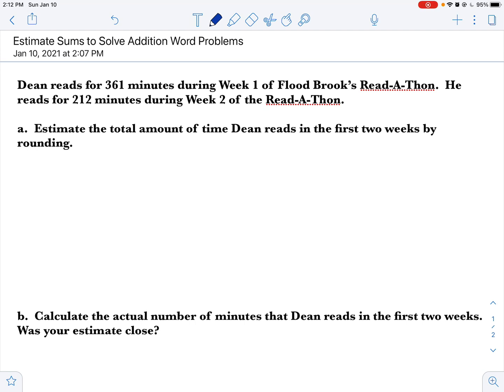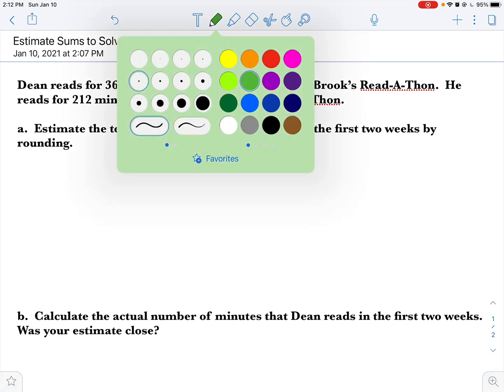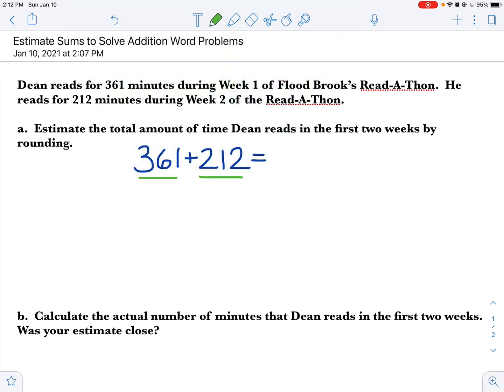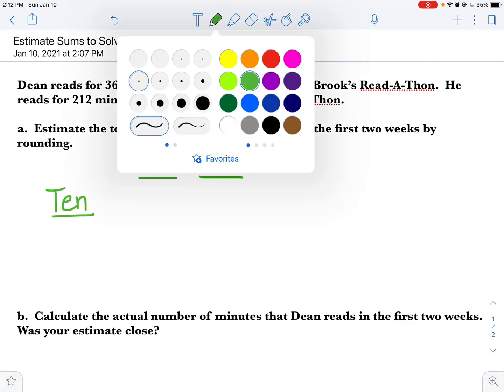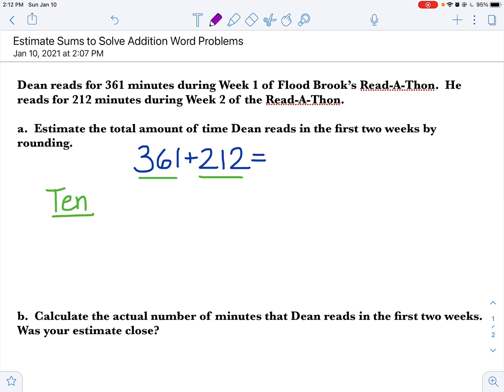We know that to find out how long Dean has read in both weeks, we're going to have to do 361 plus 212 and find our sum or our total. But they're asking us just to come up with an estimate, a close guess about how much. So we can do this in one of two ways. We can either make an estimate where we round each of these numbers to the nearest 10, or each of them to the nearest 100 and then add them. So we're going to do both, but when you do your example, you only have to pick one. So you get to decide if you want to round to the nearest 10 or round to the nearest 100 to get your estimate.